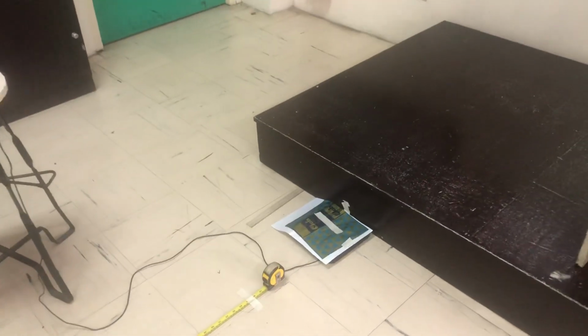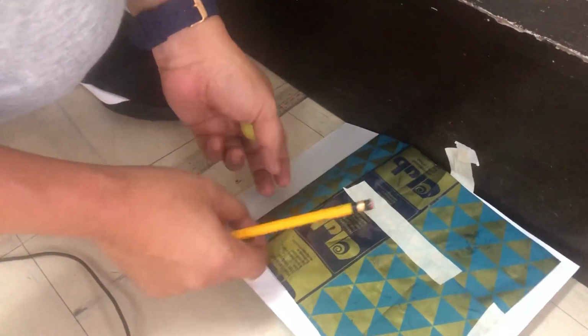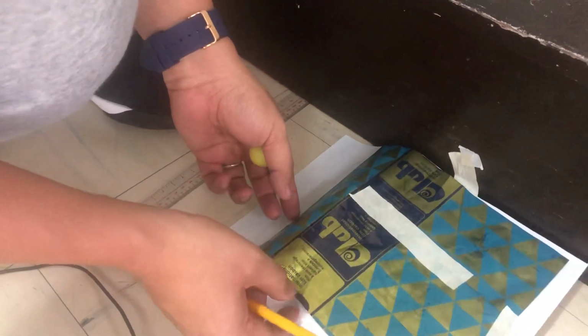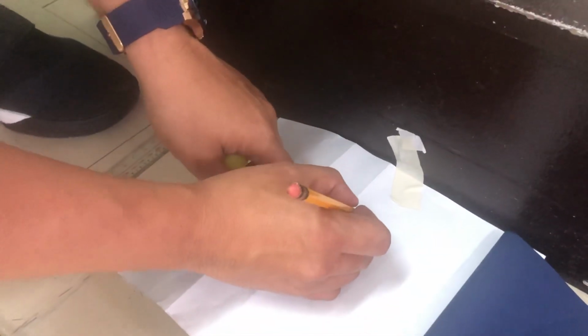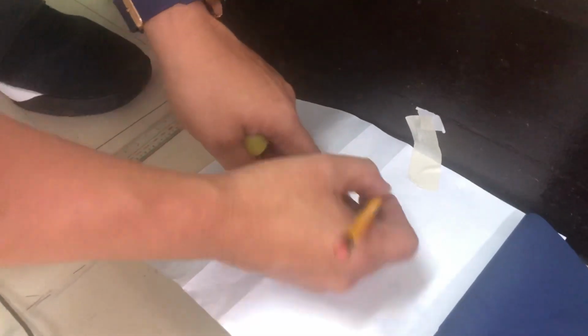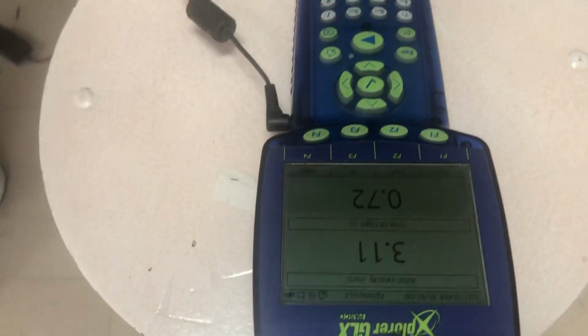And then there will be a mark here. This point is where the projectile lands. So that mark is for our first trial. For the data, the initial velocity is 3.11, and the time of flight is 0.72. I'll be writing that here in the manual.